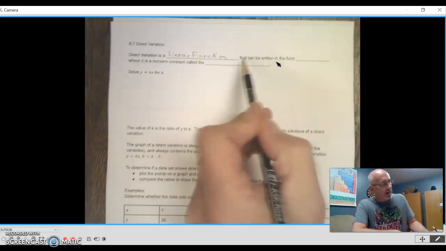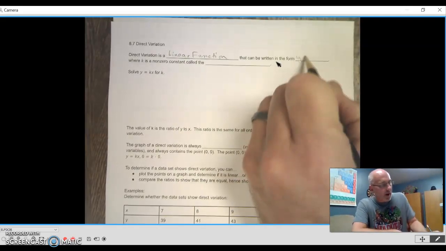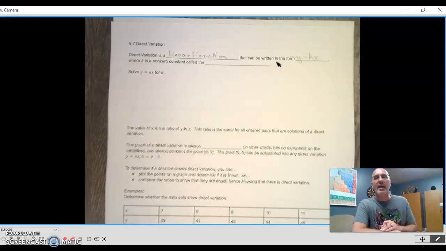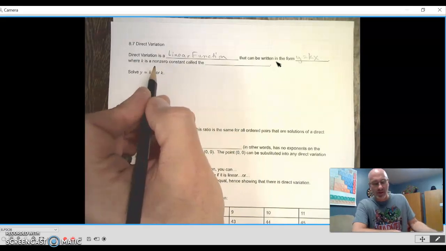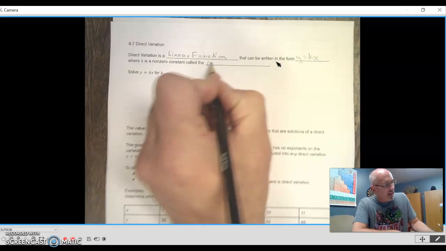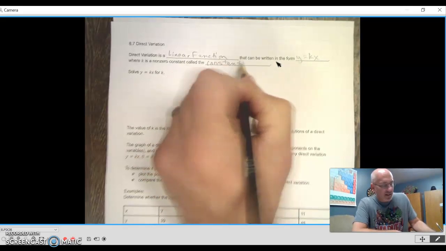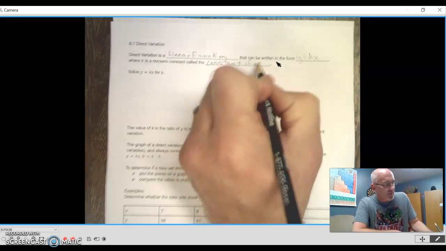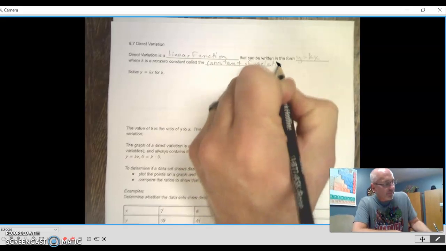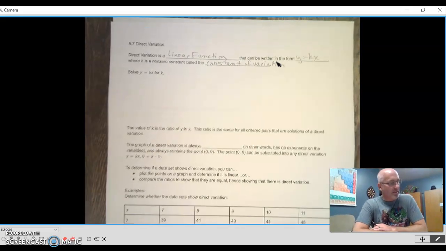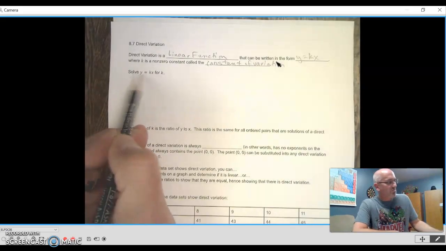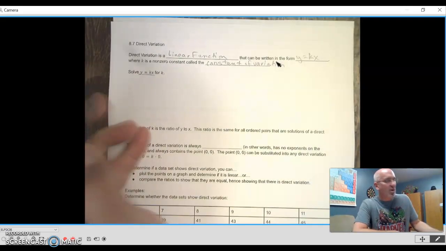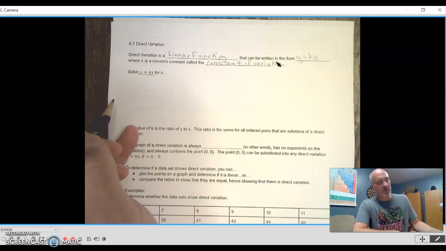Okay? And it can be written in the form y equals kx, where k is a non-zero constant, so it cannot equal 0, and it is called the constant of variation. Okay, the constant of variation. So for now, we are going to solve y equals kx for k.